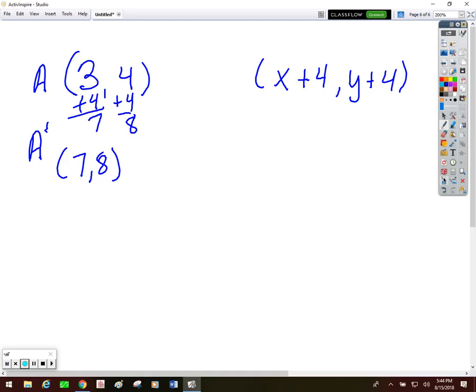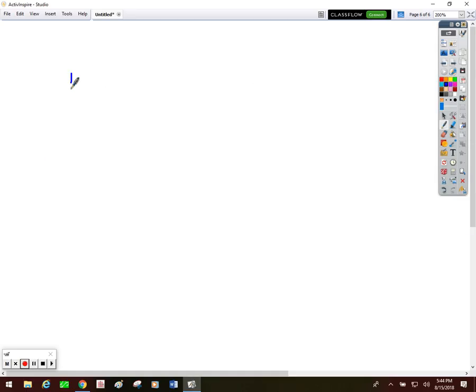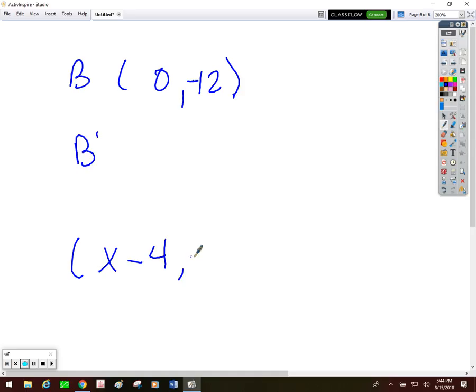Okay? Alright. Let's try one more. What if I do, let's go B prime. You guys knocked this out of the park the other day. So this B is at the point 0, negative 12. And I want to know what B prime is after the translation notation of x minus 4 and y plus 8. Well, the same thing happened here. This says whatever the x coordinate is, subtract 4 from it. So remember, this is my x, this is my y. Subtract 4 from it, and then for the y I'm going to add 8.